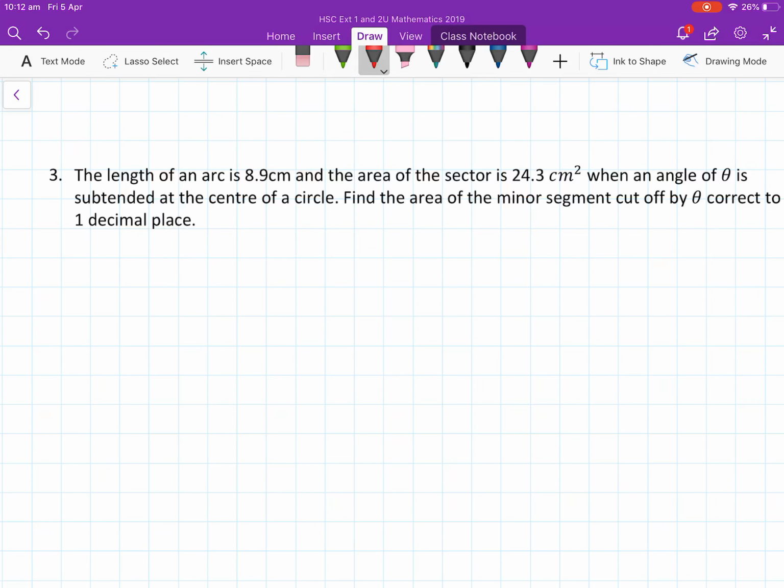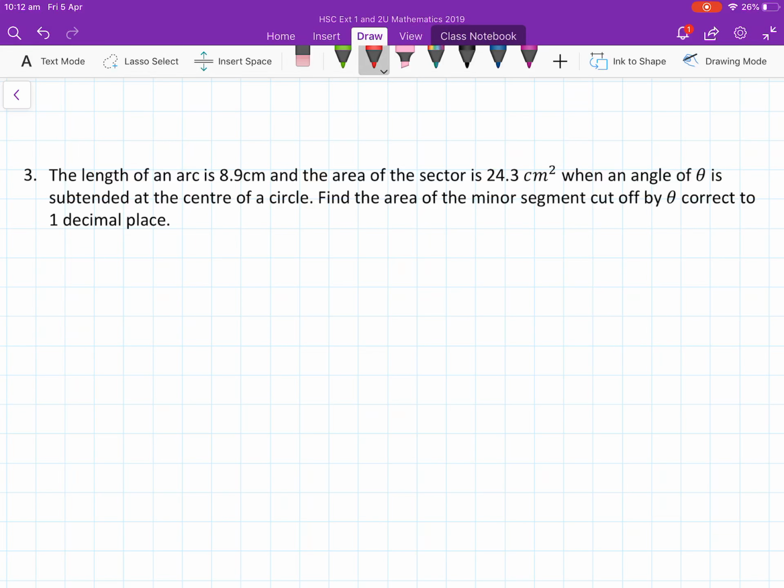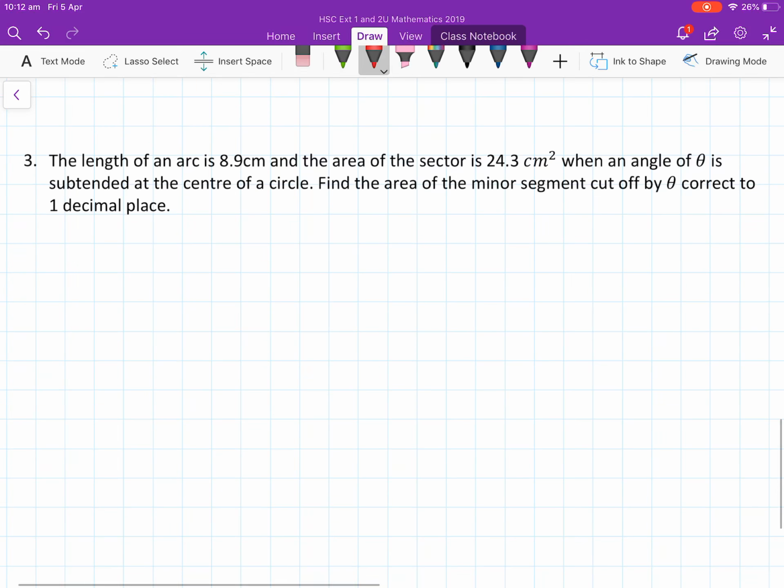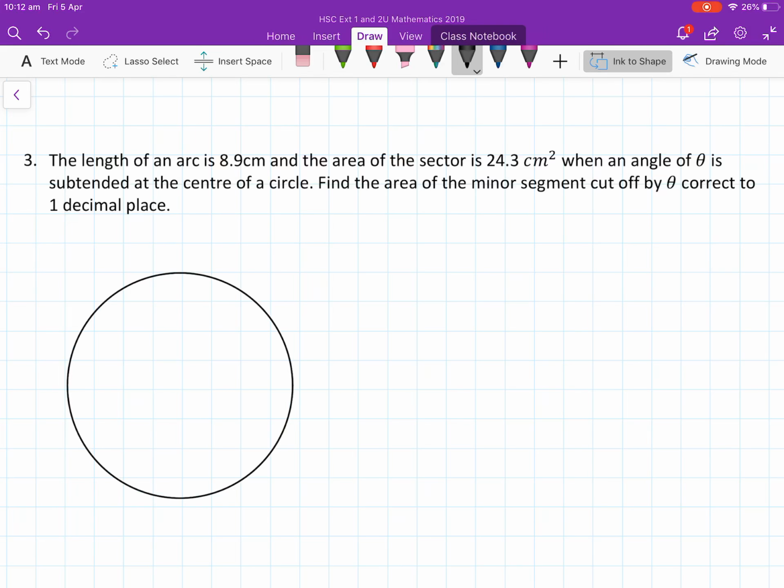Sorry, there's one more question. The length of an arc is 8.9 centimeters and the area of the sector is 24.3 centimeters squared. When an angle of theta is subtended at the center of a circle, find the area of the minor segment cut off by theta, correct to 1 decimal place. All right, well, this has got a lot going on. So I'm going to draw a nice size diagram. So we have an arc of 8.9 centimeters.